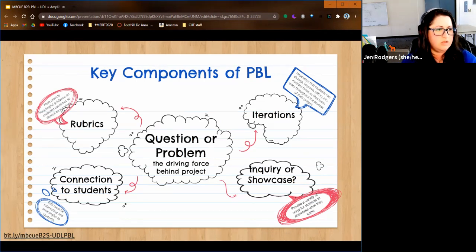Again, rubrics are a key component here. We talked a lot about that already, but if rubrics are a key component of project-based learning and UDL, you see the connection here. Connection to students, it's meaningful, it's interesting to them. Again, another component of UDL. Iterations, it's imperative that they can change and improve through self-reflection, feedback and peer reviews. And again, that promotes that culture of I can do better. Not yet. It's not the end game when you get your grade or your place on the rubric. It's okay, I'm here, but I want to go there. I know what I need to do. And then inquiry or showcase, providing a way for them to showcase what they know, again, beyond just the classroom.